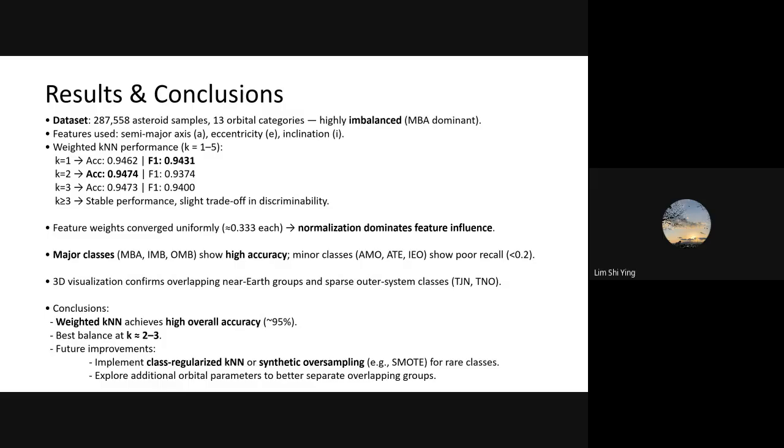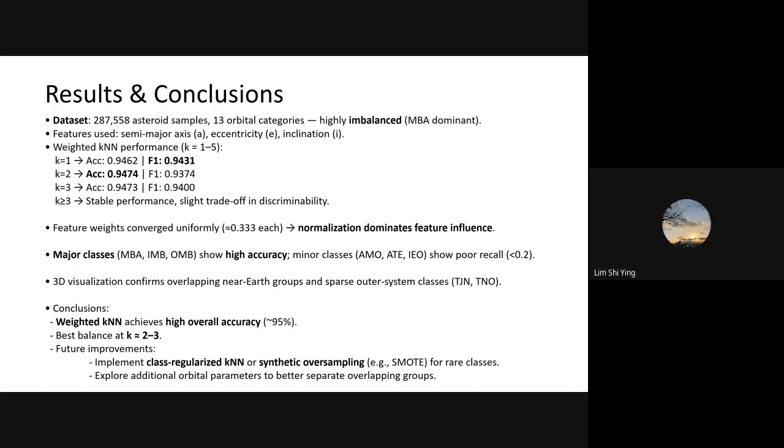As you can see, at K equals 1, accuracy was 0.9462 with an F1 score of 0.9431, while at K equals 2, the accuracy slightly improved to 0.9474, which was our best result overall. At K equals 3, performance remains stable at 0.9473 accuracy and 0.94 F1. Beyond that, the model stayed consistent but showed a small trade-off in discriminability. Our feature weights converged uniformly, about 1/3 for each feature, which means that the data normalization dominated the distance calculations and no single feature outweighed the others.